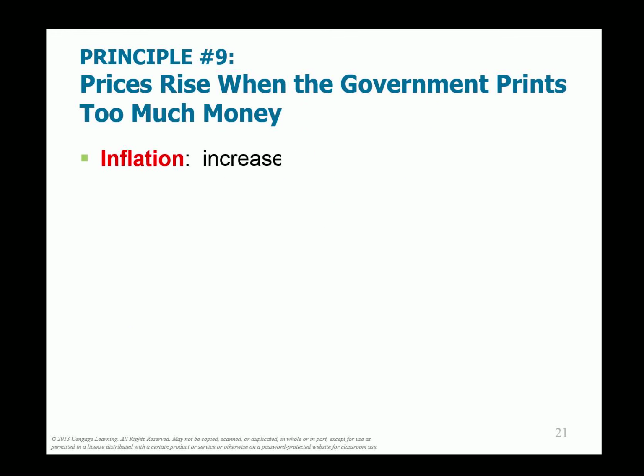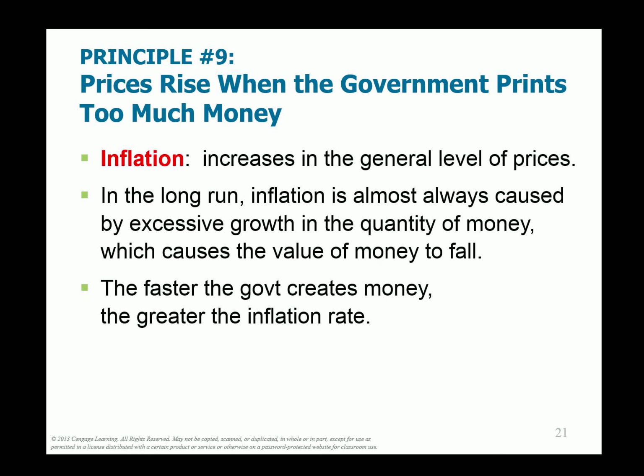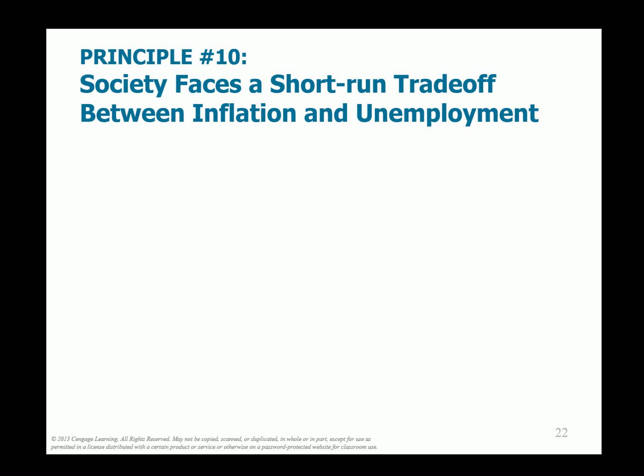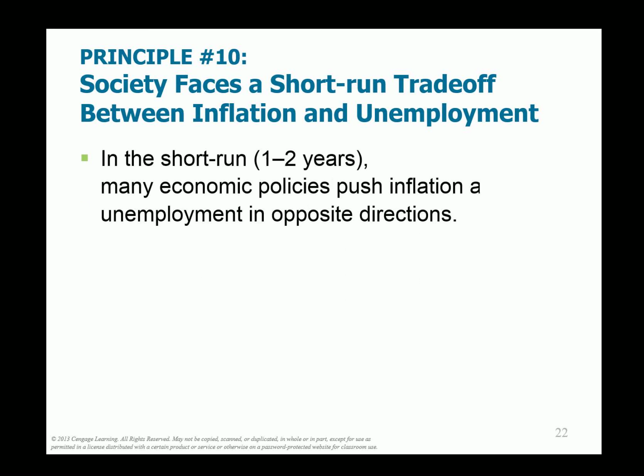Prices rise when the government prints too much money. We call this inflation. Okay? The only reason for inflation is when the government is printing too much money. There's no other economic justification for inflation than the government printing too much money. Too much money is out there, too much money is being spent, so prices have to rise to absorb all that extra money.